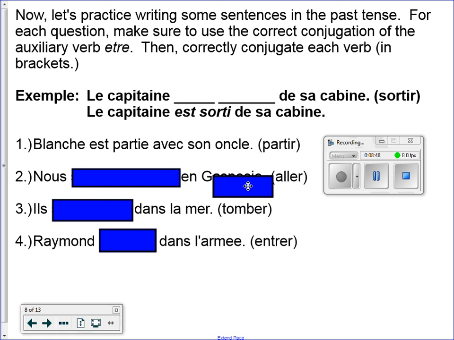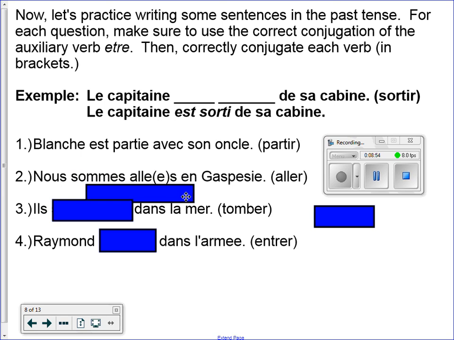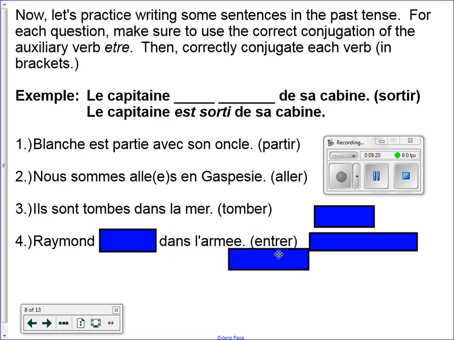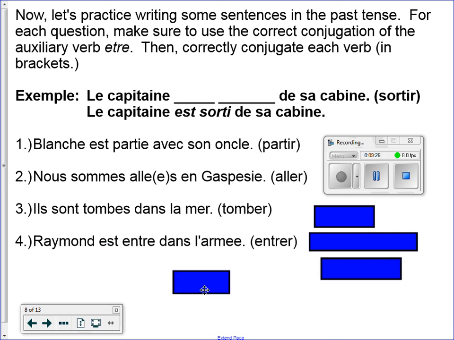We have Blanche est partie avec son oncle. Nous sommes allés en Gaspésie. And notice I put an E in brackets here because nous could be either masculine or feminine. We can't assume that we're looking at an all-male or an all-female group. So I'm just going to be safe and put the E in brackets. So this covers both the male and female cases. Here you've got ils sont tombés. Then we have Raymond est entré dans l'armée.